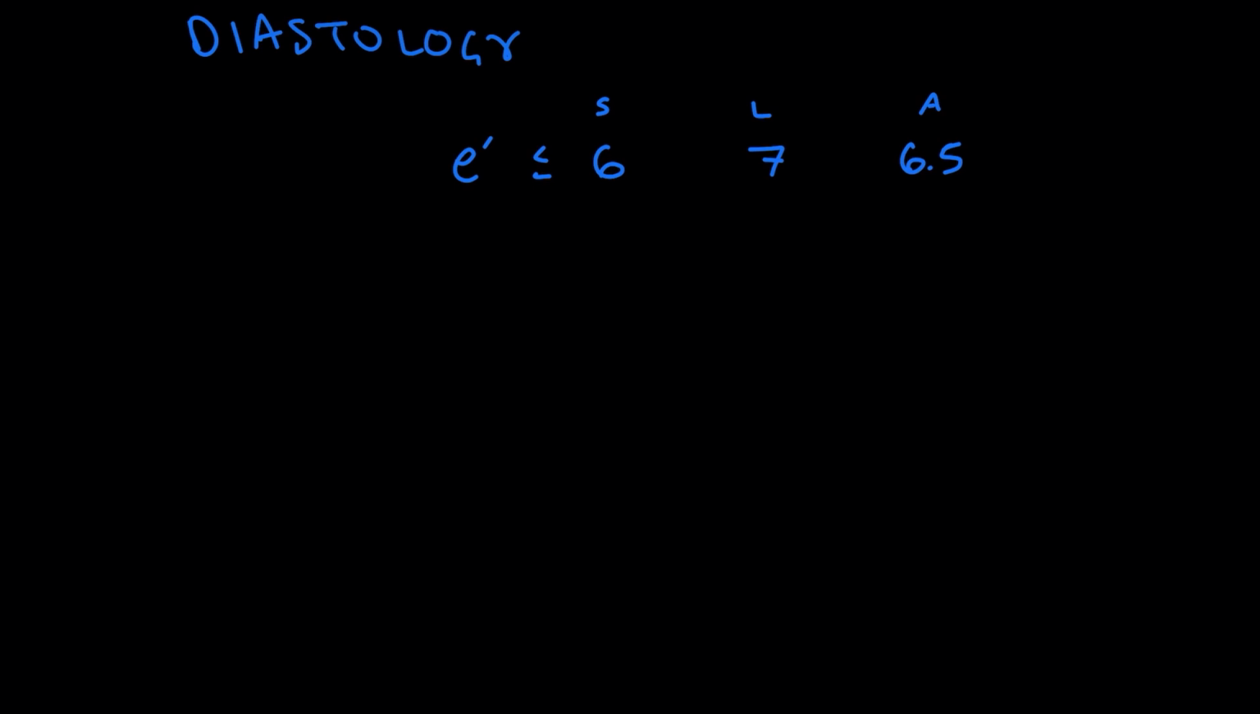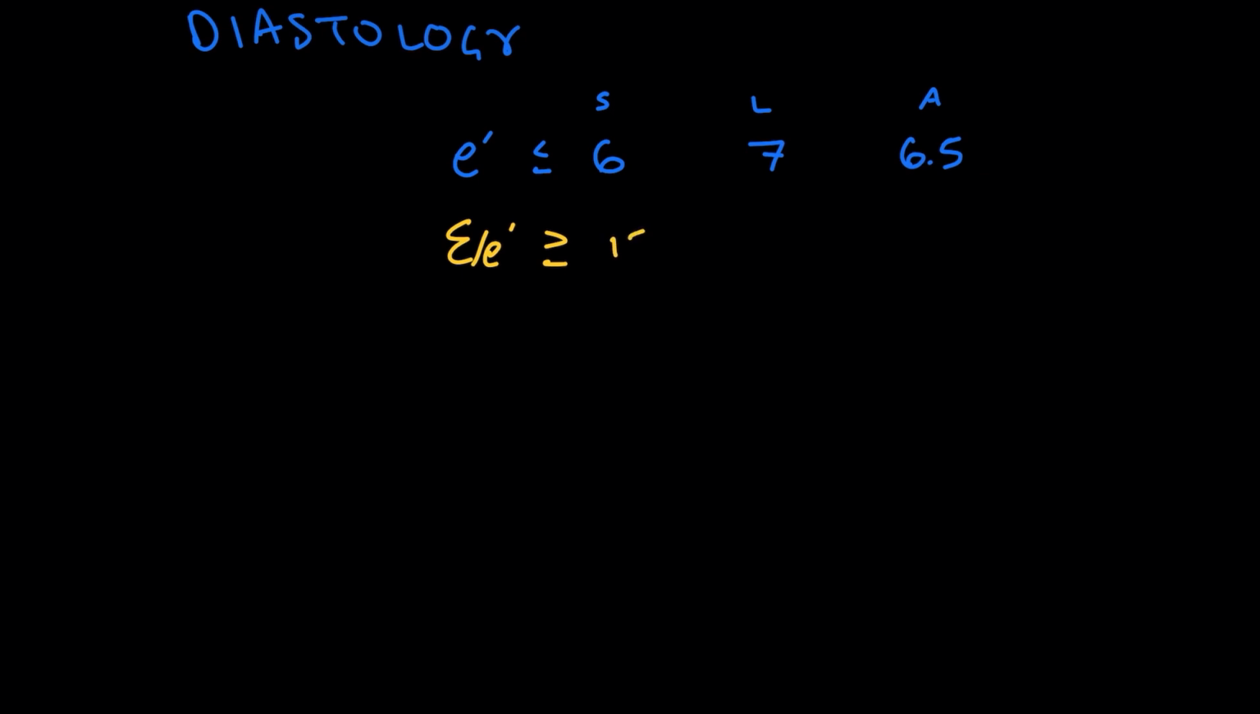Or our E over E prime, remember that can help tell us an estimate of left-sided filling pressures. If that is over 15, no units on this, or if it is over 13 at the lateral aspect, or if it is over 14 on average, that means that we have high pressures during diastole. And then our tricuspid regurgitation.